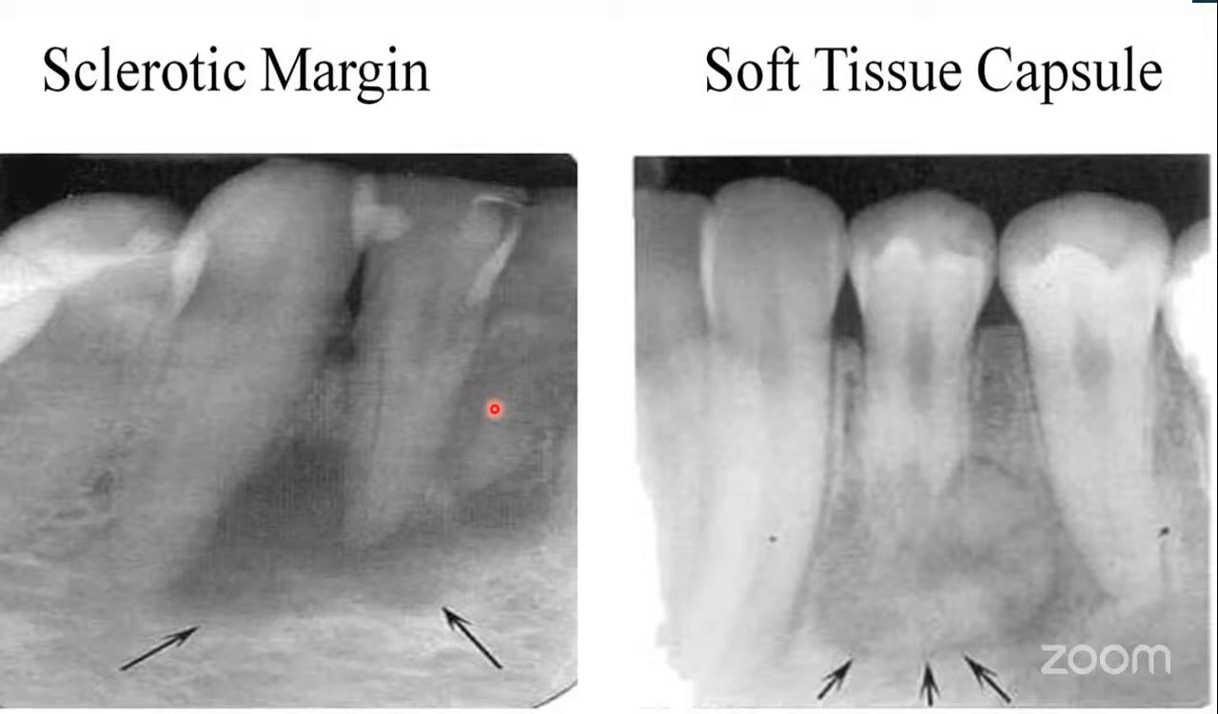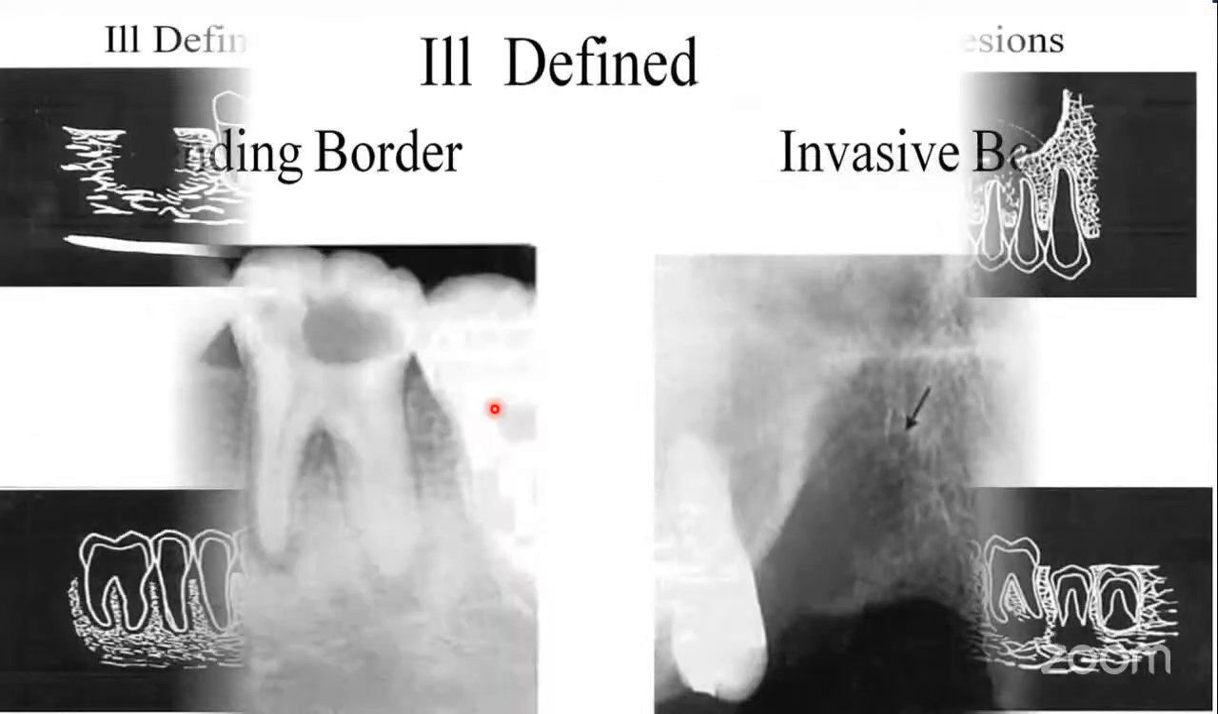And soft tissue capsule is in certain cases, the radio opaque structure that is either seen in the periapical region or adjacent to the tooth structure. The radio opaque structure will be surrounded by a radiolucent halo. This is nothing but a soft tissue capsule. Okay. Moving on to the next one.